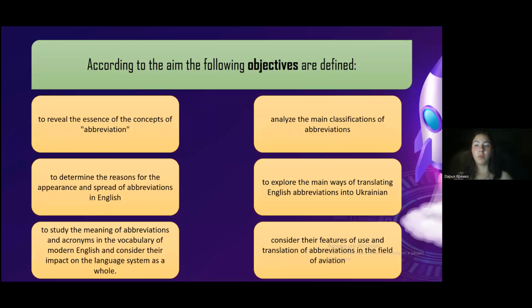Next slide, please. According to the aim, the following objectives are defined: to reveal the essence of the concept of abbreviation, to determine the reasons for the appearance and spread of abbreviation in English, to study the meaning of abbreviations and acronyms in the vocabulary of modern English and consider the impact on the language system as a whole, to analyze the main classifications of abbreviations, to explore the main ways of translating English abbreviations into Ukrainian, and to consider their features of use and translation of abbreviation in the field of aviation.